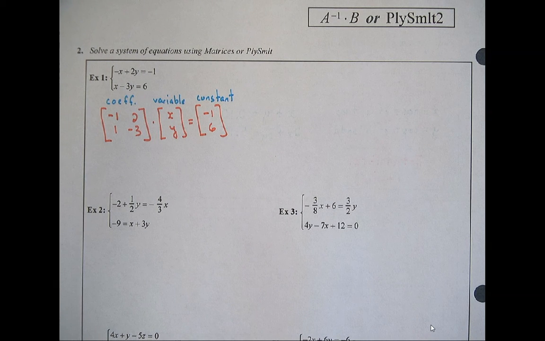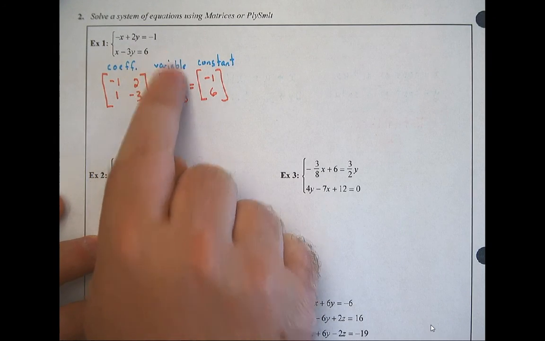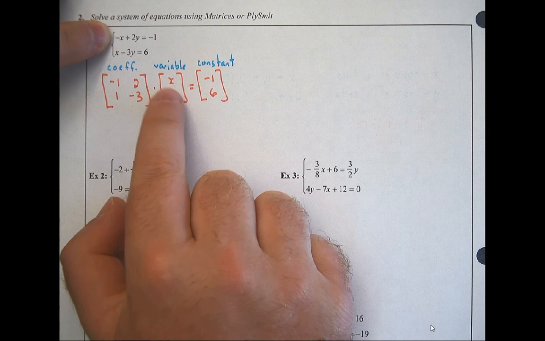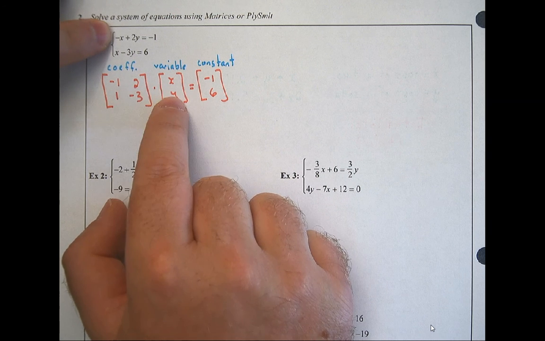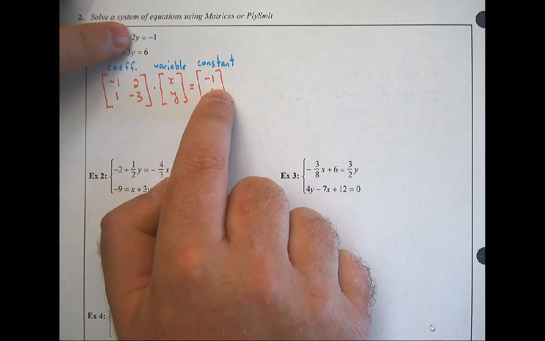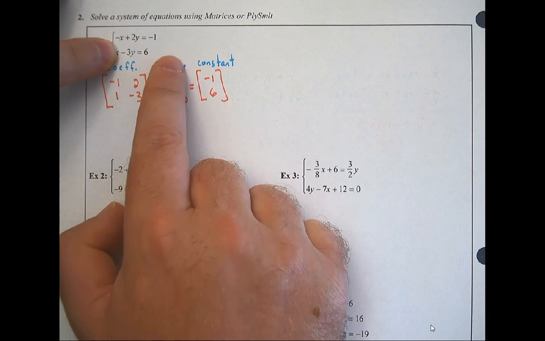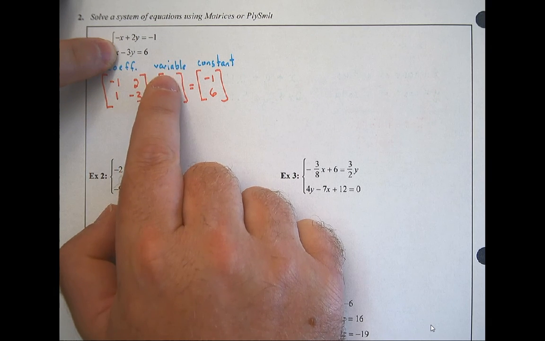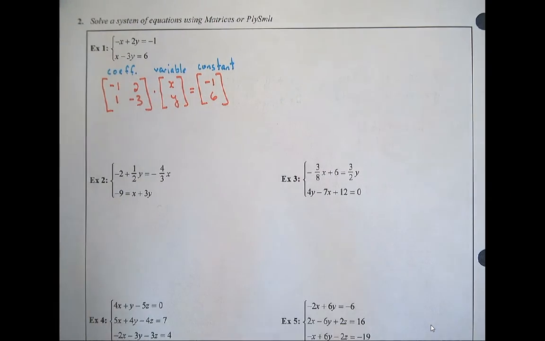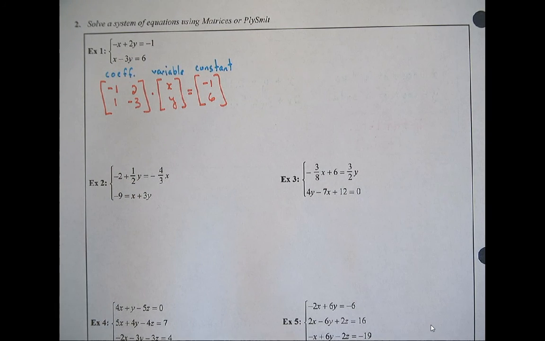Now, if I took these matrices and I started to multiply them, remember how matrix multiplication works, I would have to do row 1 times column 1, and that would give me this term. And that's exactly what our first equation looks like. -1 times X is -X, plus 2 times Y is 2Y, and that would equal -1. Row 2, column 1 would give me this term. So 1 times X is X. -3 times Y would be -3Y, and that would come together to make 6. So this equation of matrices is the same as this system represented up above.